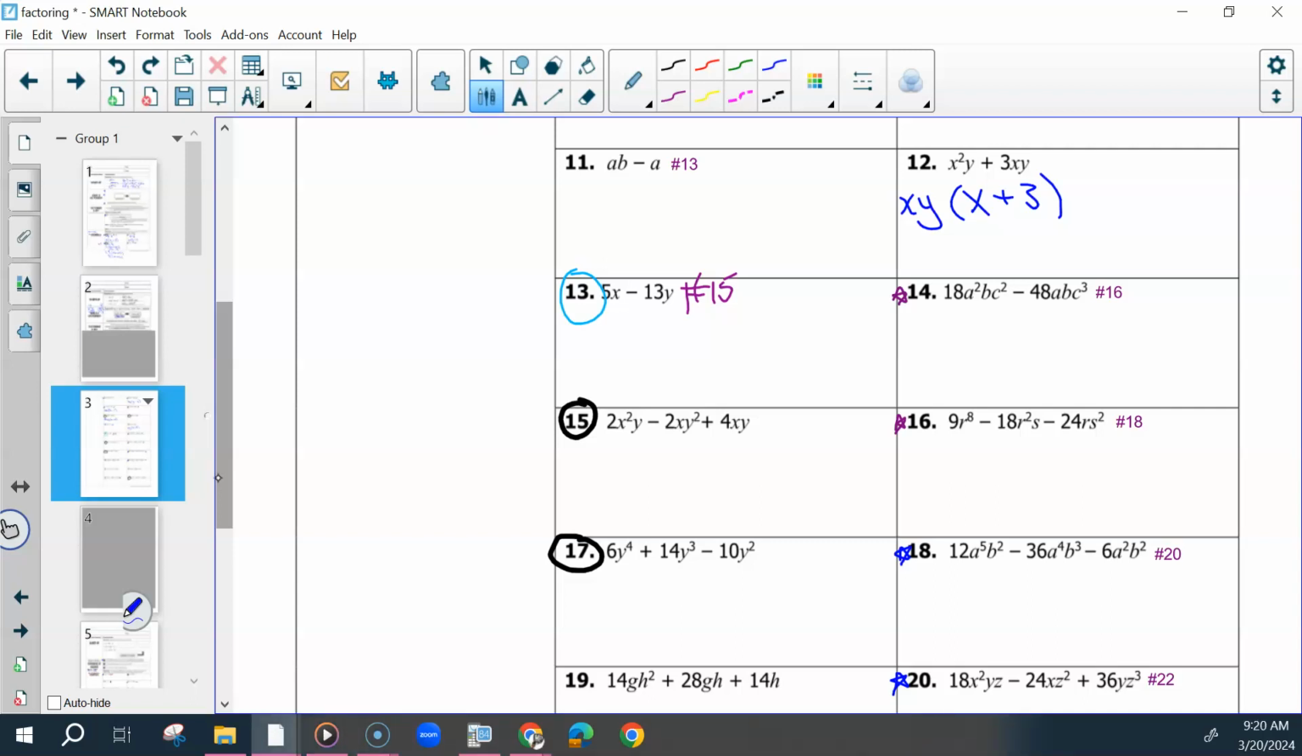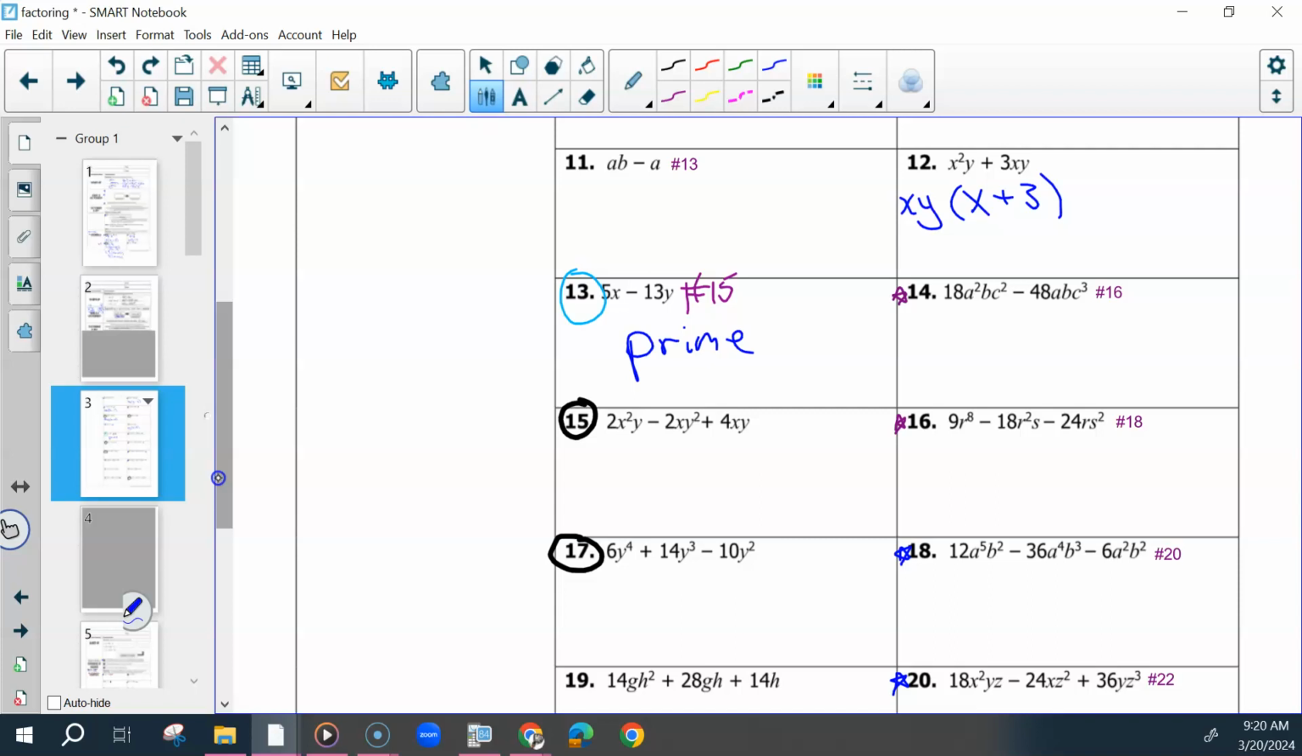1, but that's it. And because 1 is the only thing we can divide out, this is prime. It's already in its simplest form. We can't factor it more. Now, when we get into more factoring methods, sometimes you will have to use a different method, but that doesn't mean it's prime. But this one is.